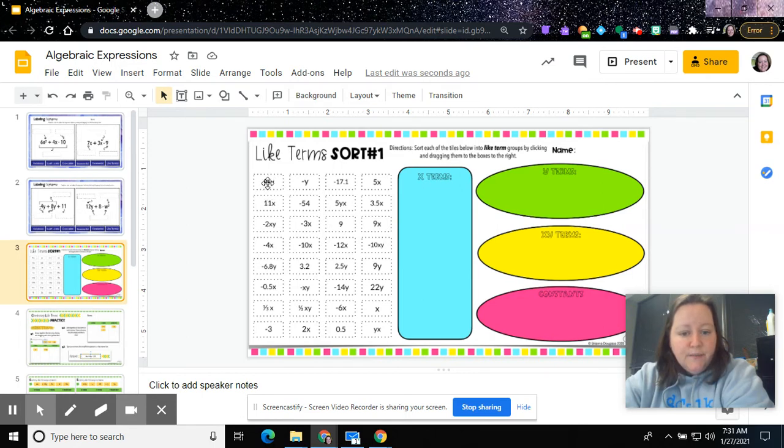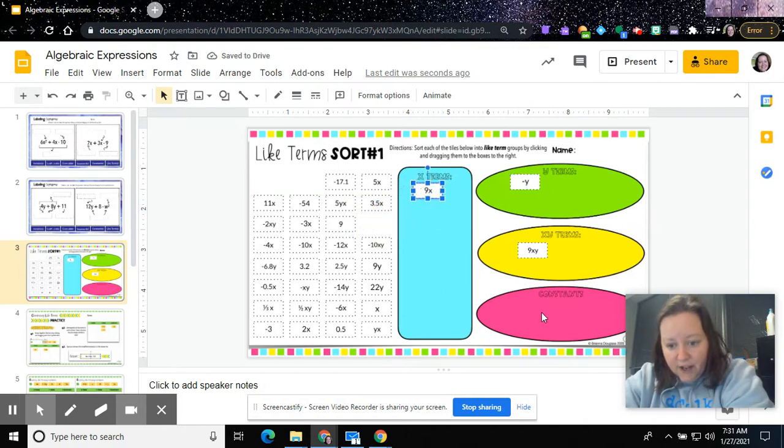So you'll see how 9xy, that term is an xy term because that is the variable ending. This says negative y, so that's a y term. This one says 9x, so that is an x term. And remember, constants, those are the numbers that are by themselves and they have no variable ending. And so you would find all of those and put them there.